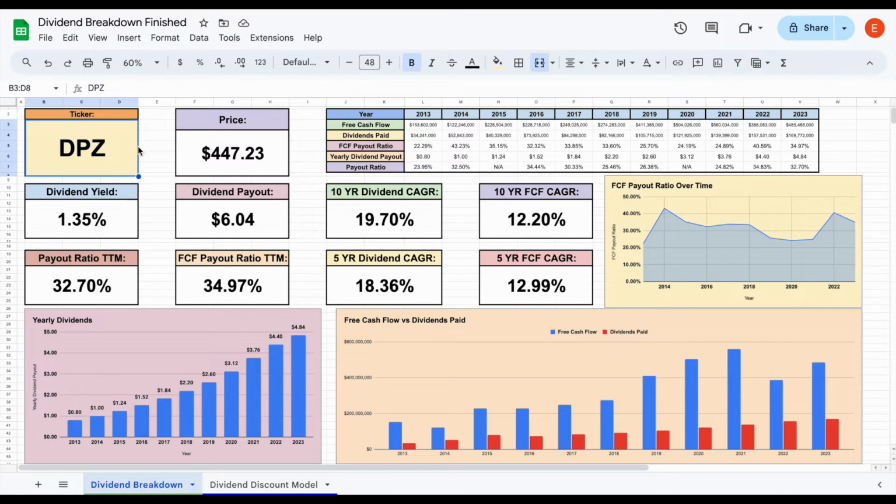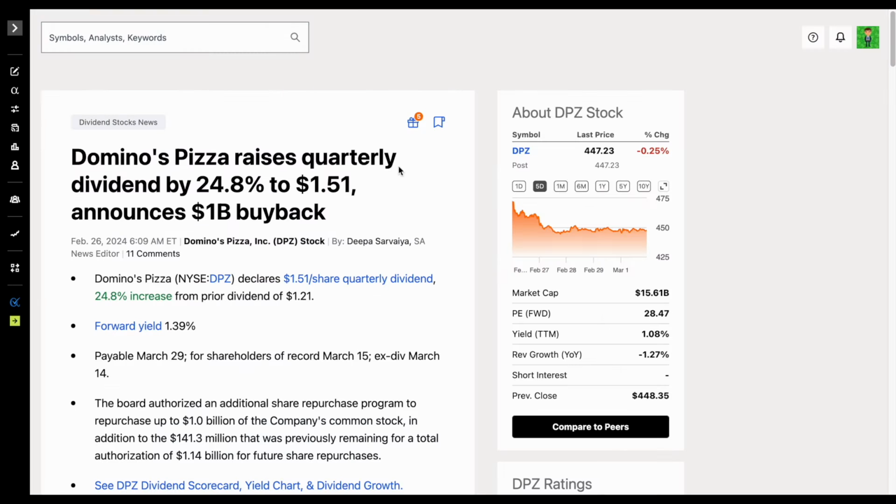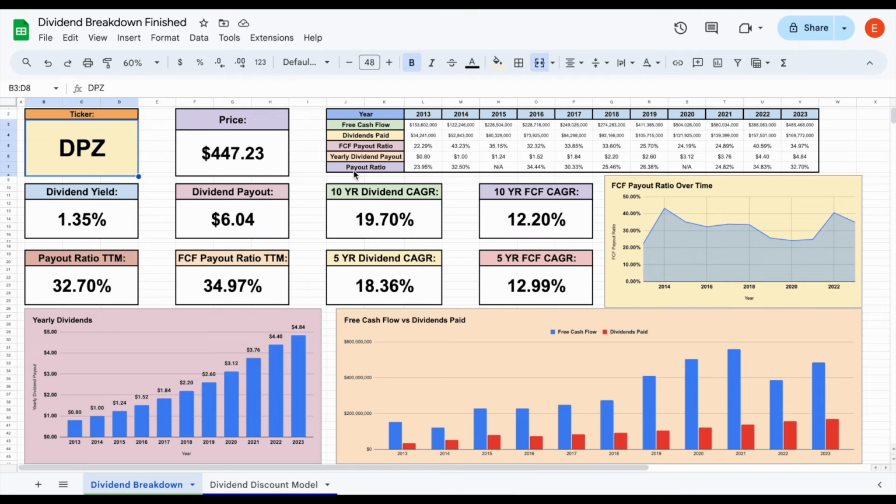Now Domino's Pizza is a great example for this spreadsheet because if you didn't hear the news, just a few days ago, this company announced that they're going to be increasing their dividend payouts by 24.8%. So that is a massive increase in the amount they pay out in dividends. So let's go ahead and use this dividend breakdown tool to start analyzing the dividend payouts from Domino's Pizza.